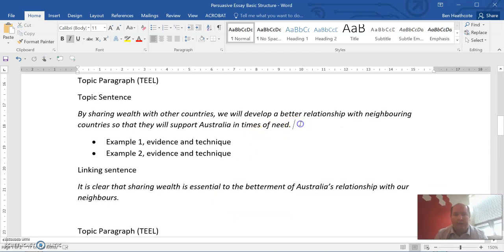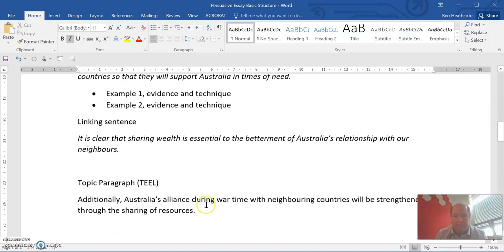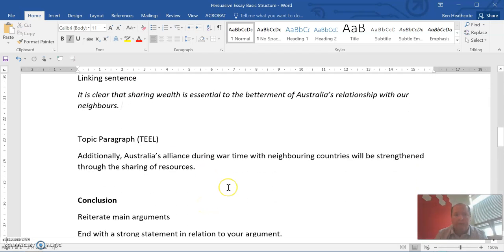So if you can see there, as a whole, it might be 5 or 6 sentences. That's one paragraph, okay? One of your body paragraphs. You'd then move on to the next body paragraph. So we looked at perhaps a topic sentence for that being that additionally, Australia's alliance during wartime with neighbouring countries will be strengthened through sharing resources. So again, we're using the language of the topic around sharing of resources, sharing of wealth, and we're introducing our new idea in the topic sentence, okay?